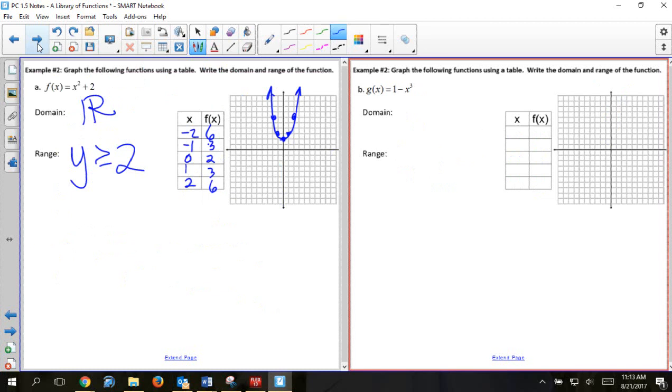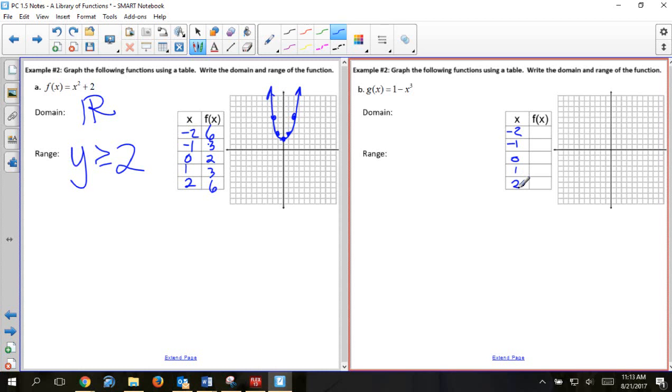So with example B, 1 minus x cubed, what would be good numbers to plug in? We do 1 minus whatever you plugged in, cubed. You guys already picked some? Okay, well what I picked was -2, -1, 0, 1, 2. And then you just have to think order of operations. So we're going to put in cubed, and you have to cube it first before you do 1 minus.